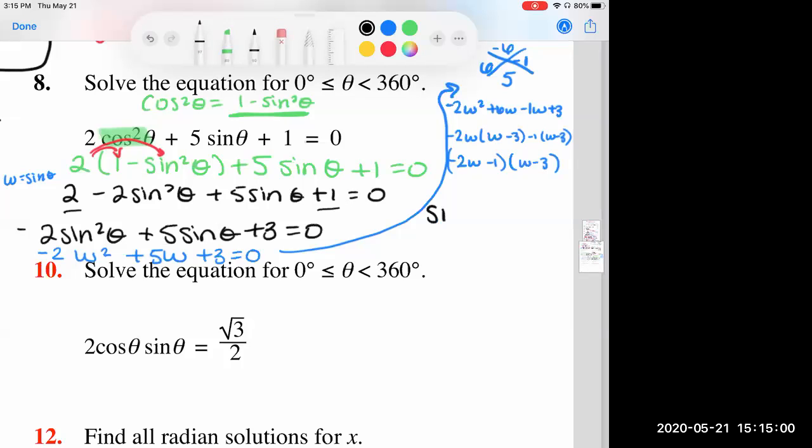So we have sine is equal to, we got negative 1/2. And we said sine theta is 3. If we change each one back to sine, we still did most of the hard work.